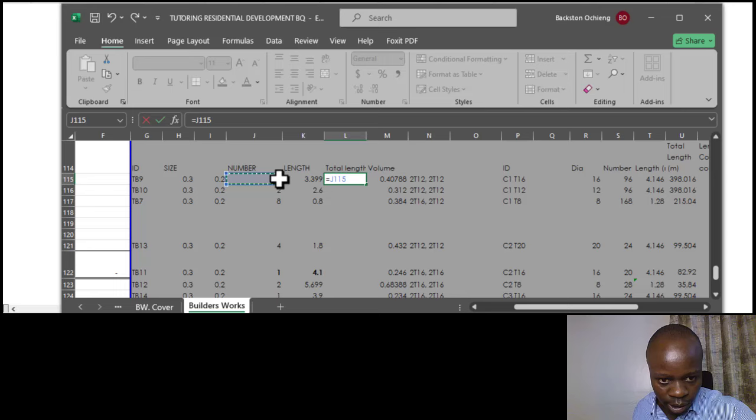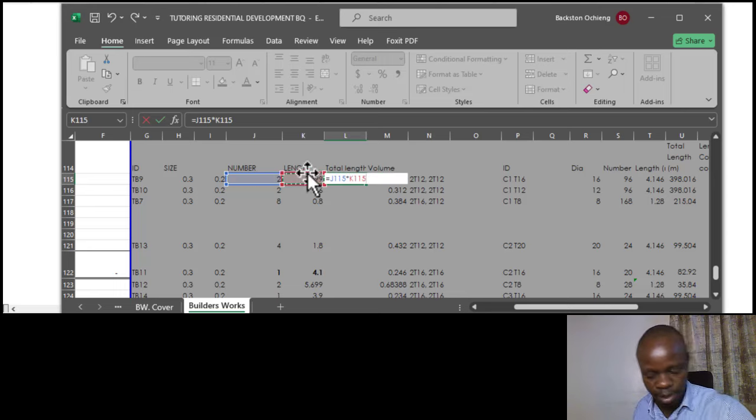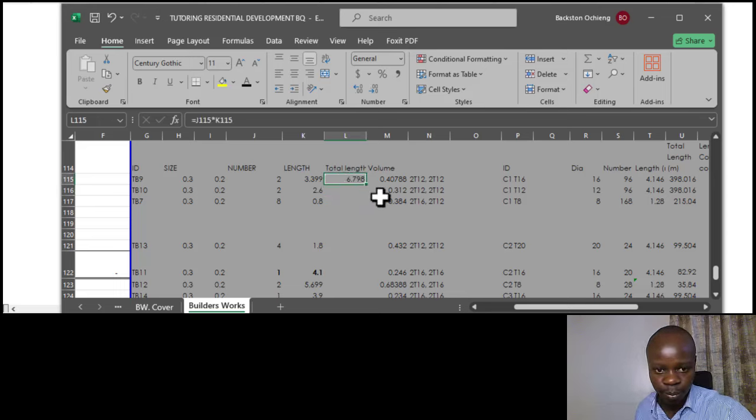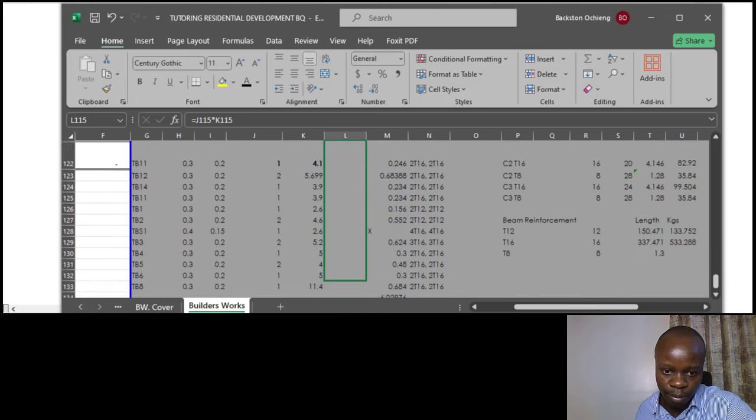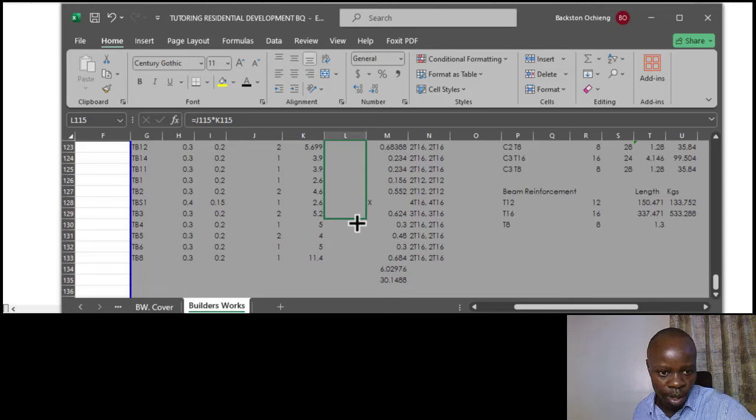so I'm getting the length of one beam times the number of beams that you have. Basically you need to get the total length of all the beams in the plan that you have, and then you add them. That is what I'm trying to do.